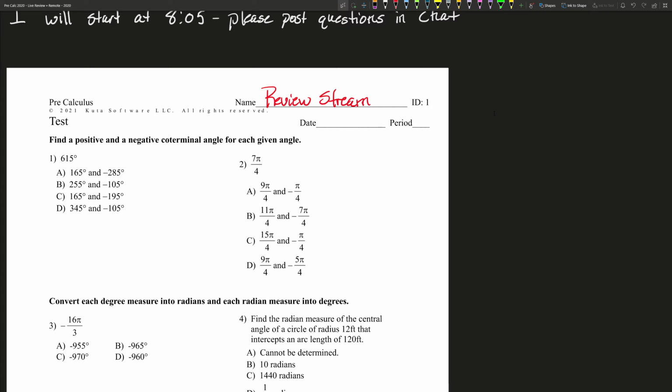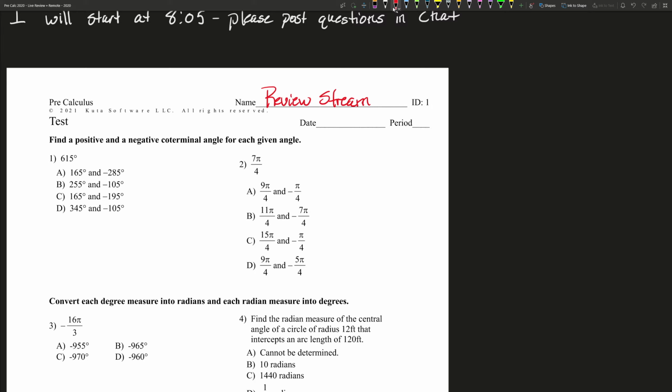So just going from one all the way until the end. The first couple shouldn't take very long. And then once we get into deeper questions, we'll take our time. But first of all, I need to grab my calculator. Okay. So find a positive and negative coterminal angle for each given angle.